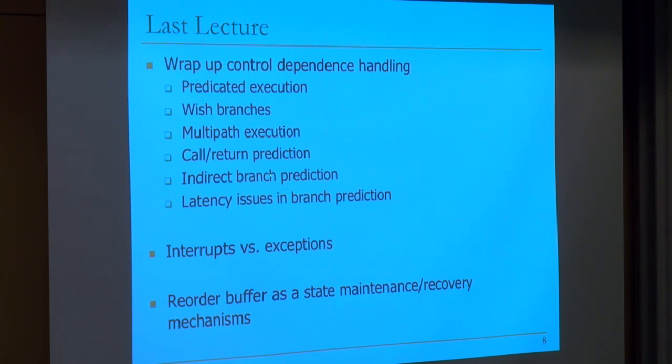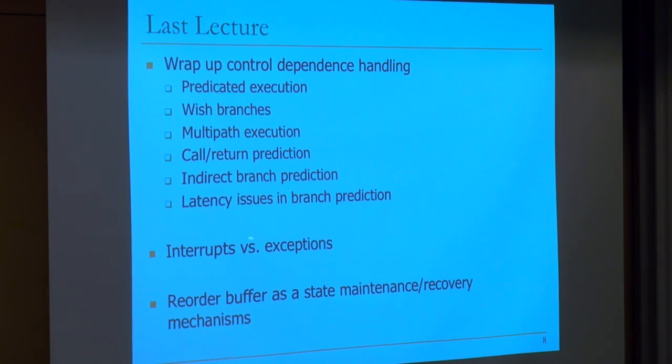We talked about a lot of different issues: predicate execution, wish branches, multipath execution, and prediction of different types of branches, calls, returns, indirect branches. And we briefly talked about that mux, the latency issues in branch prediction, right? Remember that next fetch address mux that has lots of inputs, and the inputs come from many different places in the pipeline? That's actually a critical part of the pipeline.